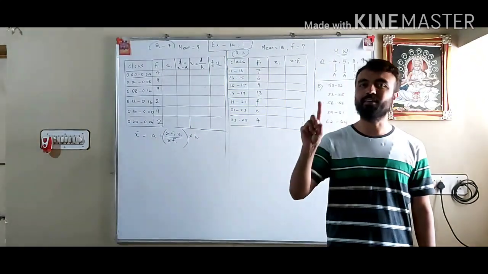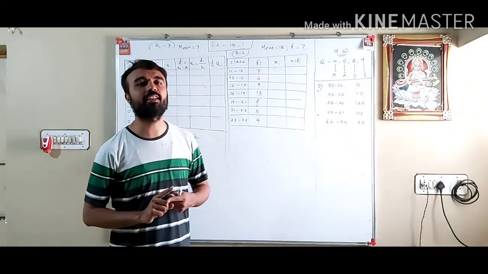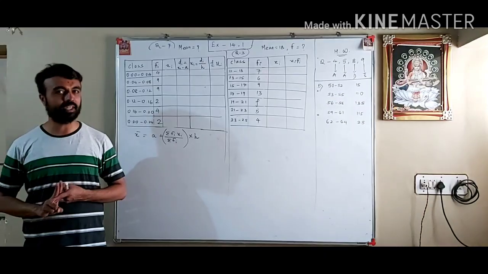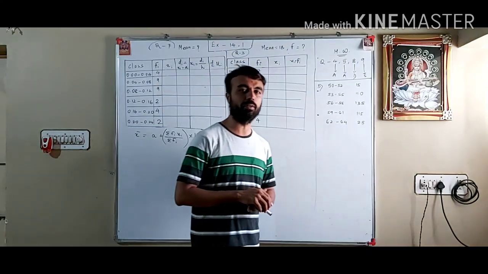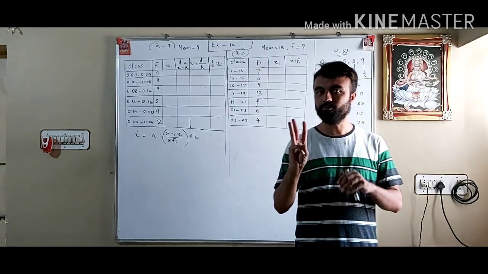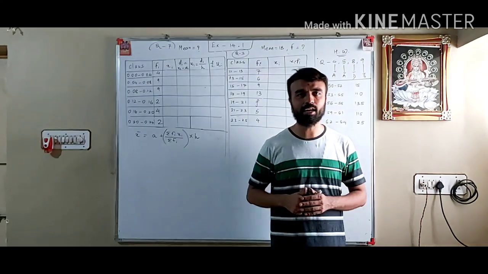We discussed the first method, which was the direct method. We then discussed the second method, which was the assumed mean method. Now we are going to discuss in this particular lecture the third method, which is the step deviation method, of doing the same thing, finding out mean.